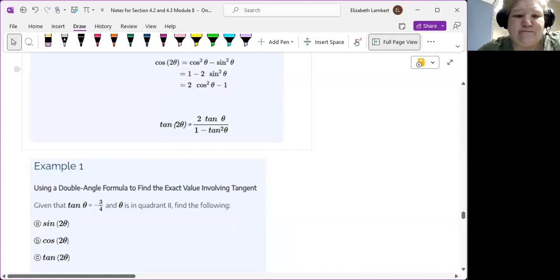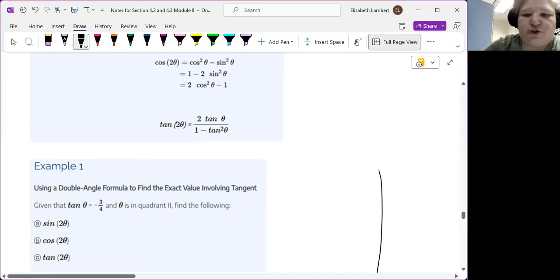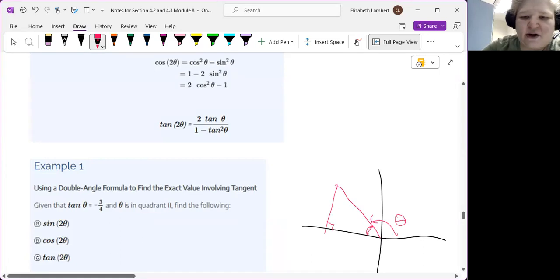So down here, our first example, they've told us that tangent of theta is negative 3/4 and theta is in quadrant 2. And they want us to find the sine, cosine, and tangent of 2 theta. So let's start. If they tell you a quadrant, draw the triangle. That is technically theta, but this is our reference angle.